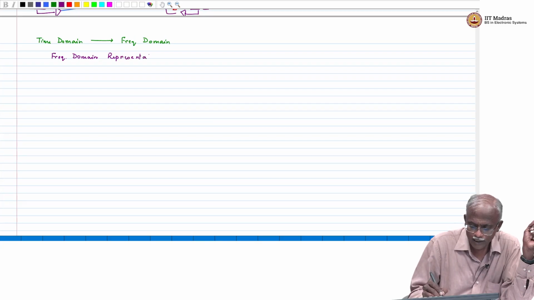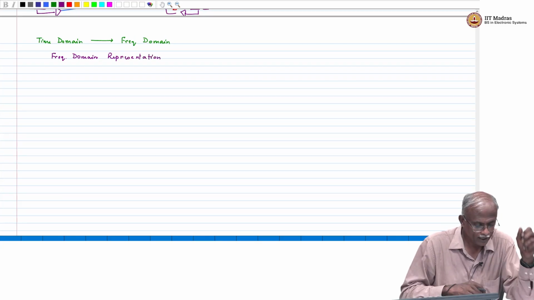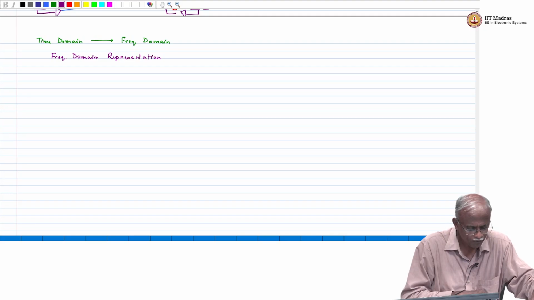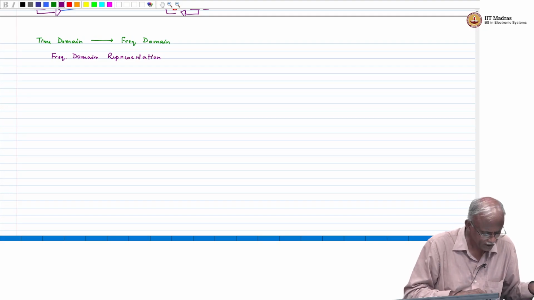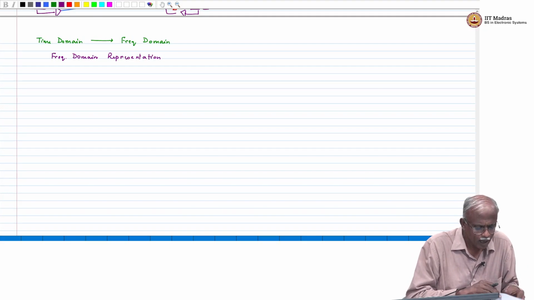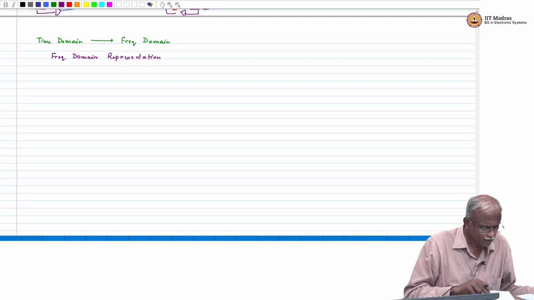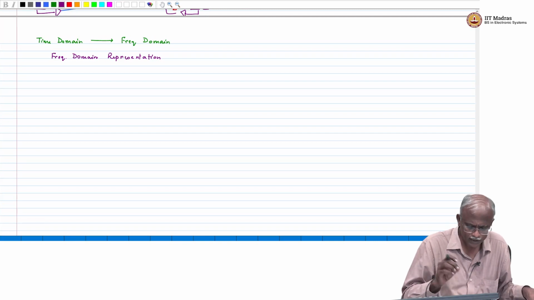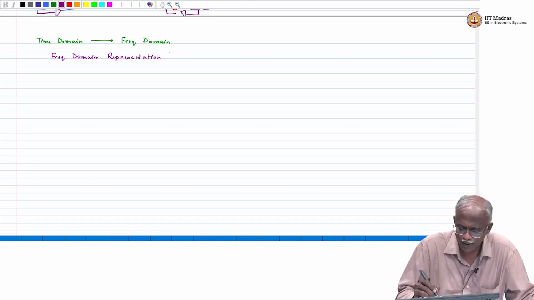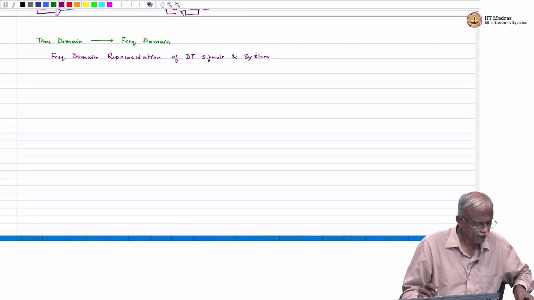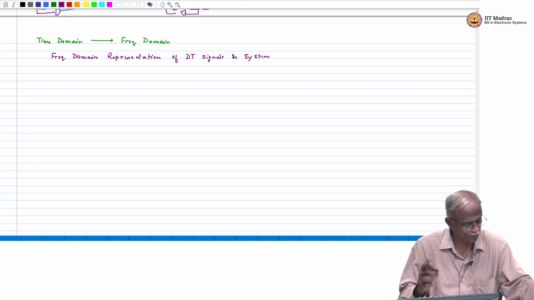Okay, and what is the frequency domain? So basically we are asking some very fundamental questions, and we will build it up from there. So here is what we have as the basis: frequency domain representation of discrete time signals and systems. This is our goal. But first, let us look at a very important aspect.